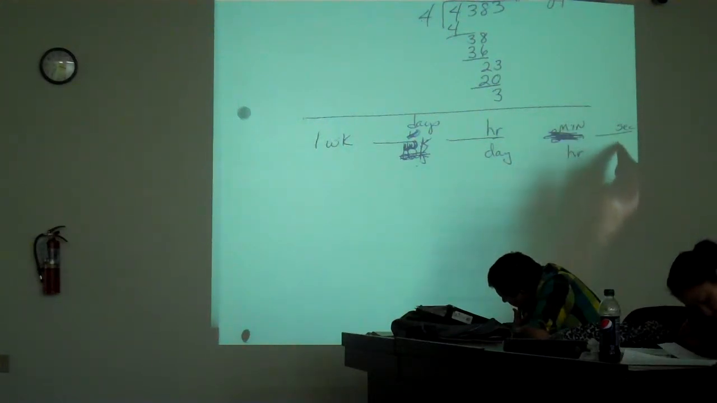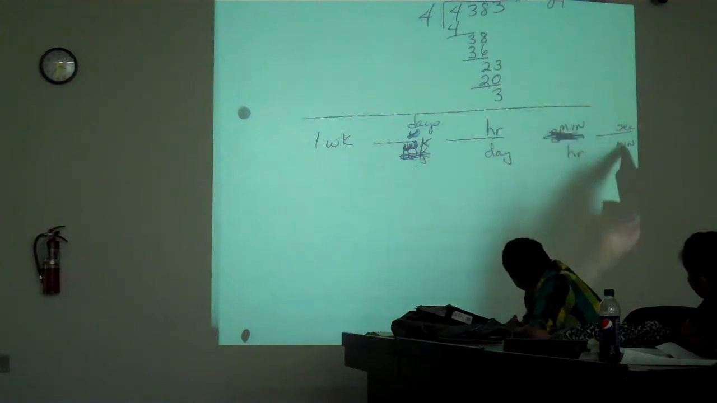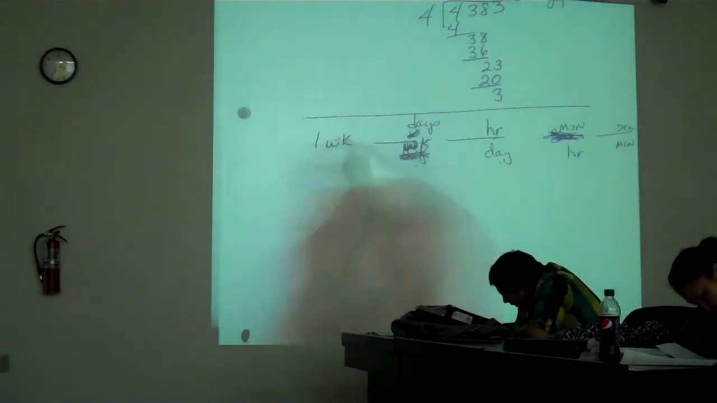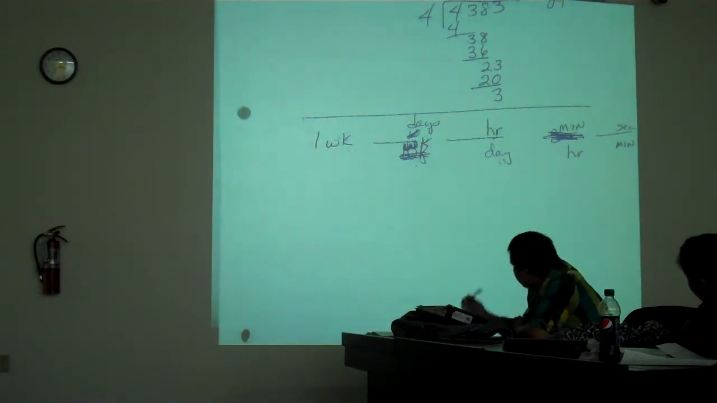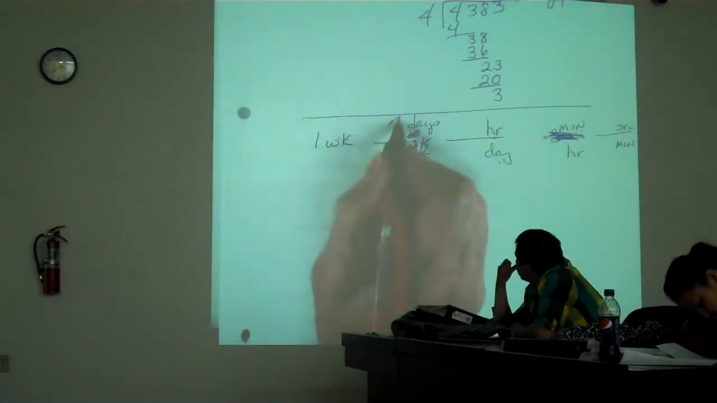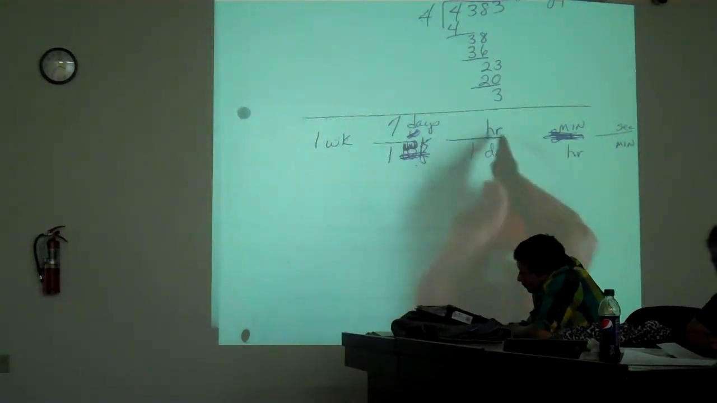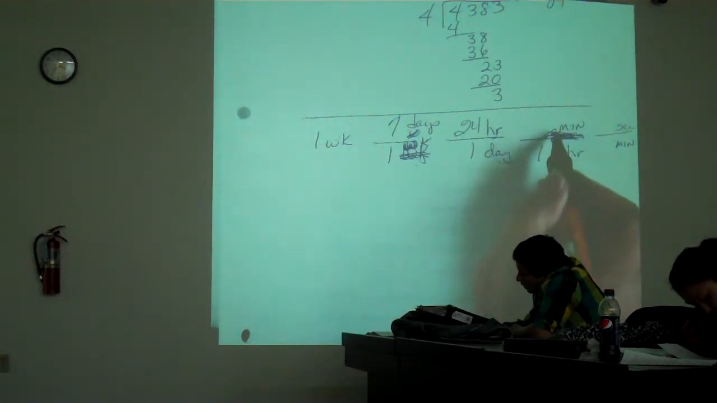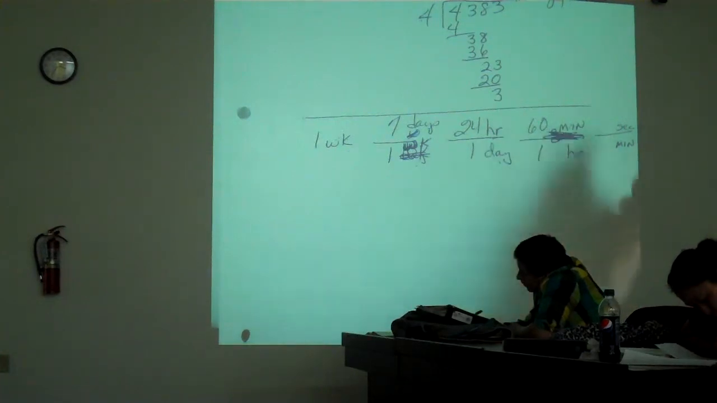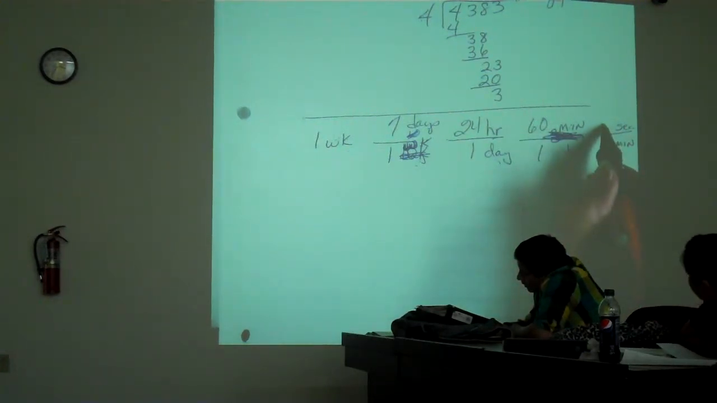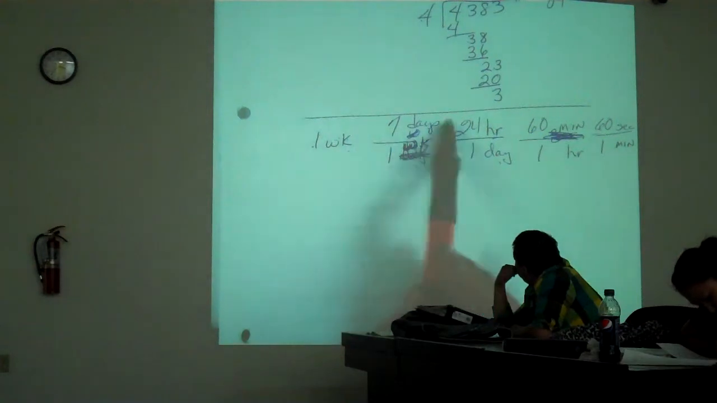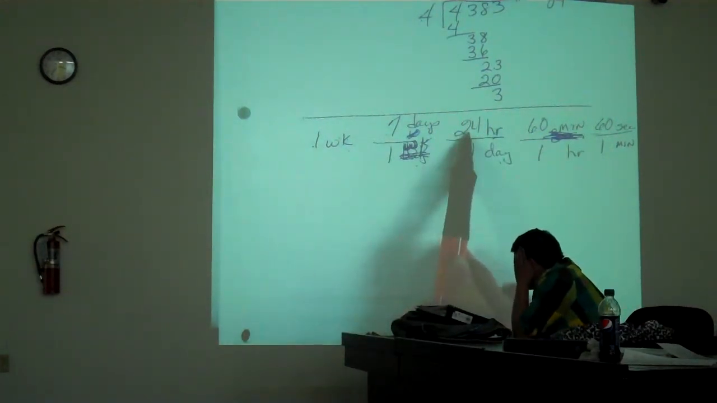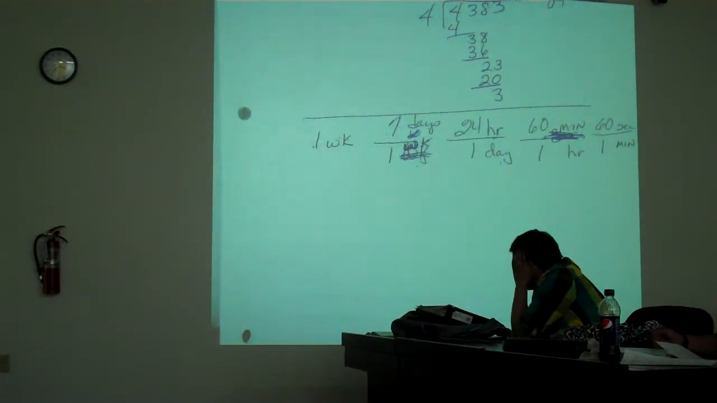Put the minutes on the bottom so it'll cancel. Does everybody see why we're doing that? Cancel, cancel, cancel, cancel, so that we have seconds left on top. Okay, 1 week, 7 days. 1 day is how many hours? 24. 1 hour is how many minutes? 60, right? 1 minute, how many seconds? 60. So you're going to multiply 1 times all these numbers. So you have 7 times 24 times 60 times 60. You can do them in any order. You can go 60 times 60 times 24 times 7 if you want.